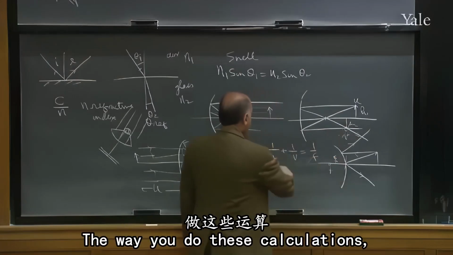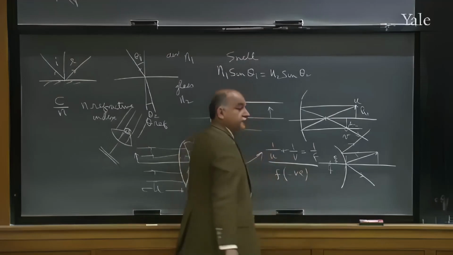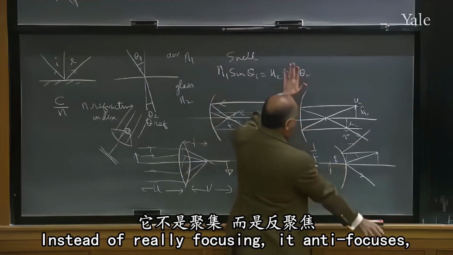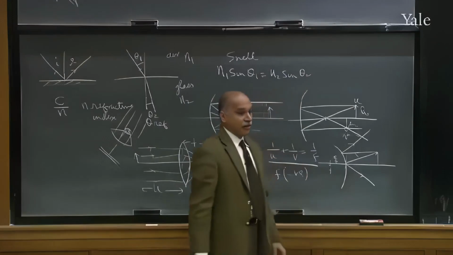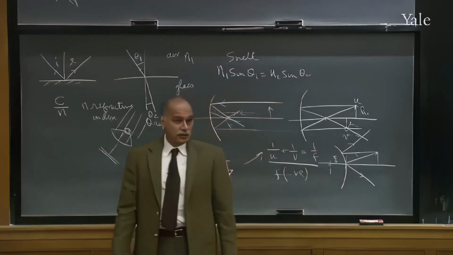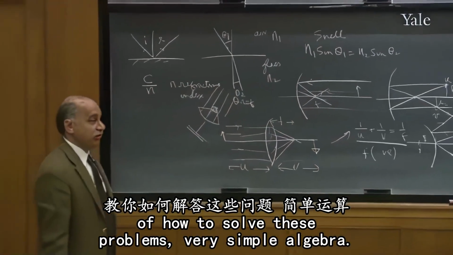In the way you do these calculations, you use the same formula, except f will be a negative number. Because instead of really focusing, it anti-focuses. So the focal point, if you want, is on the wrong side of the mirror. You'll get all the right answers if you use a negative f. So your textbook will have many examples of how to solve these problems, very simple algebra.